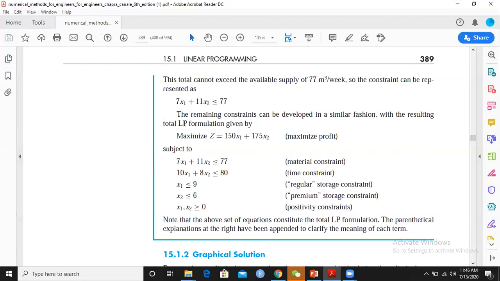The remaining constraints can be developed in a similar fashion, with the resulting total formulation given by this, which is called LP, which stands for linear programming. Okay, so maximize Z is equal to 150 X1 plus 175 X2. Okay, maximize the profit. This is the objective, and these are the constraints. Now, number one for the material, number two for the time. Now, this one is for the regular storage, and the other one is for the premium storage. And then you can see here the positivity constraints. X1 is positive, X2 is positive.